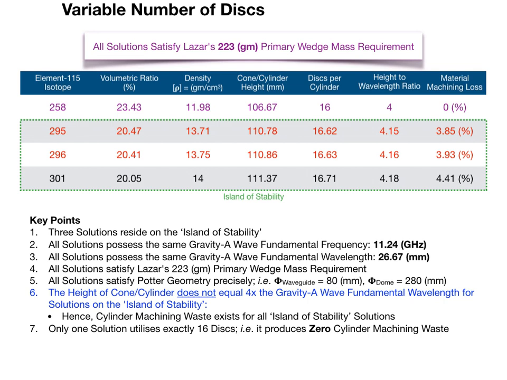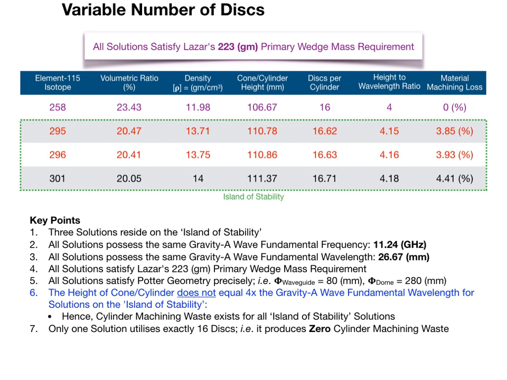The ideal height to wavelength ratio is exactly 4. When this is achieved, 100% material utilisation occurs and no element 115 material is wasted. When this ratio is greater than 4, some element 115 material is eventually wasted, no matter how much of the milled material is collected, smelted and reprocessed. This table shows that approximately 4% of element 115 material will be wasted per cone/cylinder for any of these solutions residing on the beach of the island of stability.